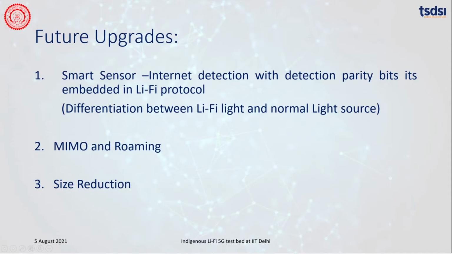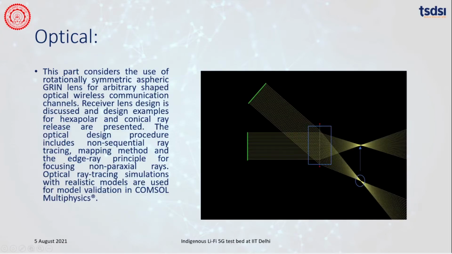Future upgrades to our electronics approach. We could make this a smart sensor. It could detect whether the light source has internet connectivity or not. So we could do this by modding our Wi-Fi protocol with detection parity bits. So our sensor would be able to differentiate between a Wi-Fi light and a normal light source. We could further work on multi-input, multi-output systems and roaming, and also reduce its size so it could be packaged into a smartphone or a handheld device.